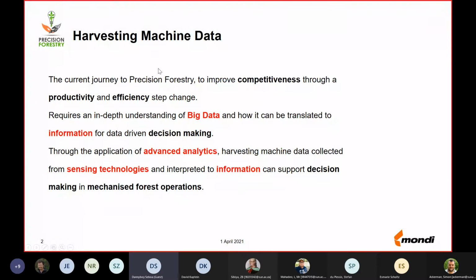The current journey to precision forestry to improve competitiveness through a productivity and efficiency step change requires us to have an in-depth understanding of big data and how it can be translated to information for data-driven decision-making. So cut-to-length harvesting machines have sensing technologies which collect data, and this can be interpreted to information through the application of advanced analytics to support decision-making in mechanized cut-to-length forest operations.